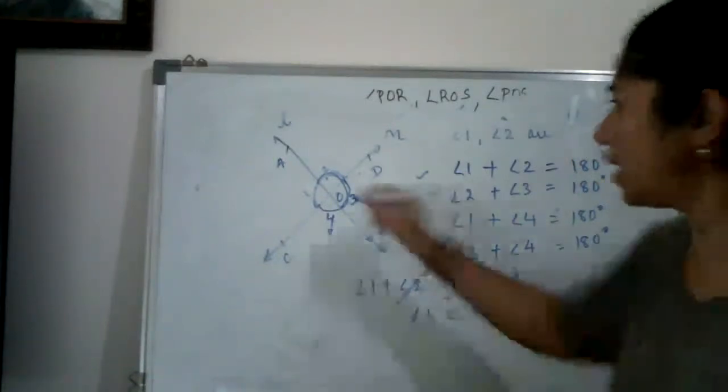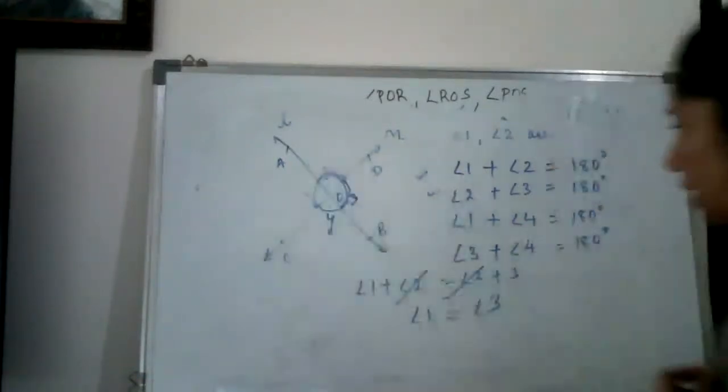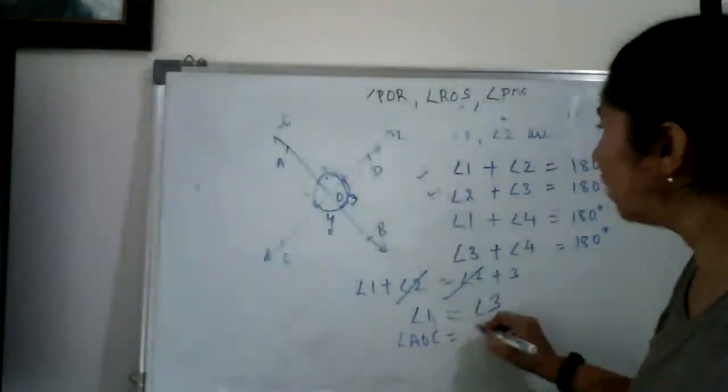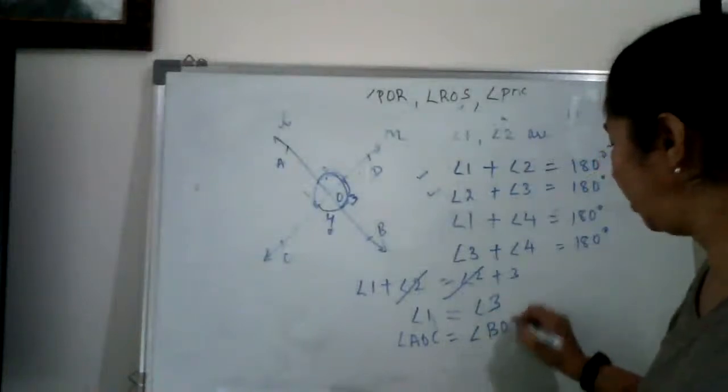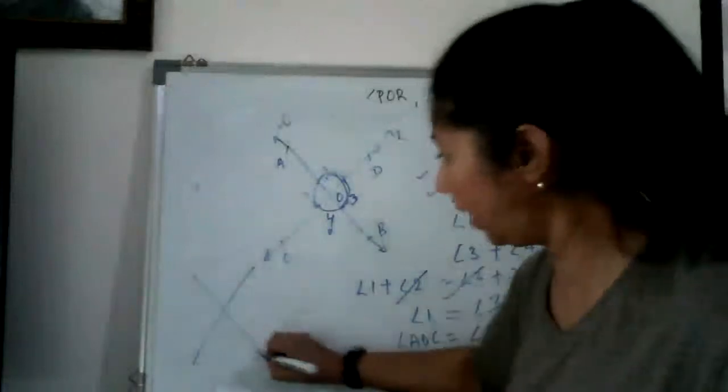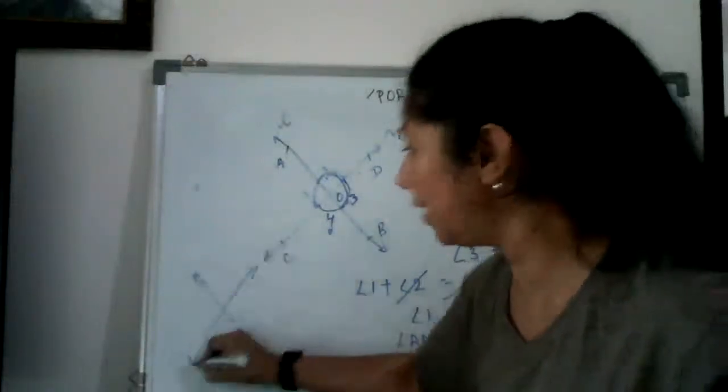Let's see where is angle 1 and angle 3. Can you see this? What is the name of angle 1? It is angle AOC is equal to angle BOD. Do you remember what it is? You have learned this concept before, but I showed you how they are equal.